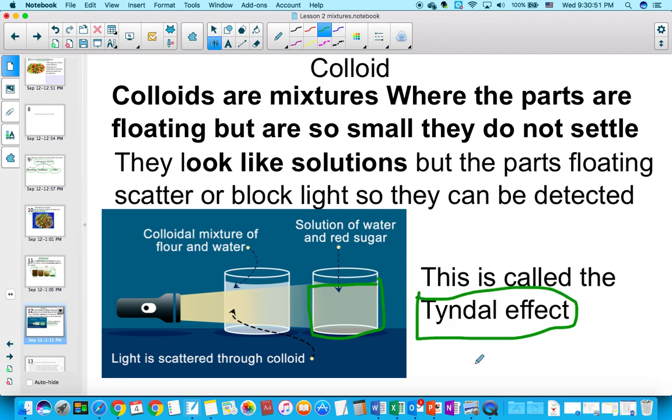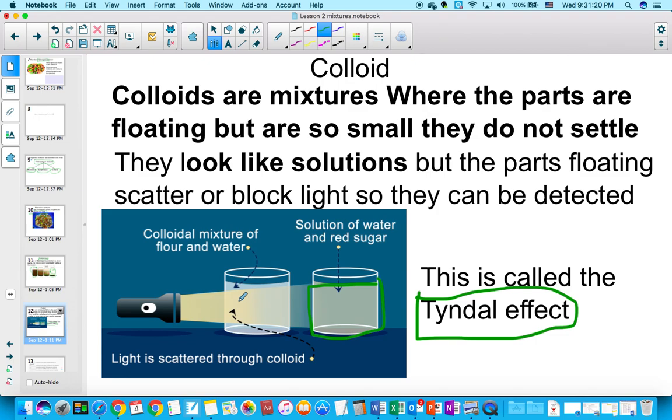You just need to know that if you were to tell the difference between a colloid and a solution, and I might ask this on a test, you would say, well, I would shine a light through it. And if I shone a light through it and the light scattered, then I know I have a colloid. And so it's heterogeneous because I can detect the different parts.